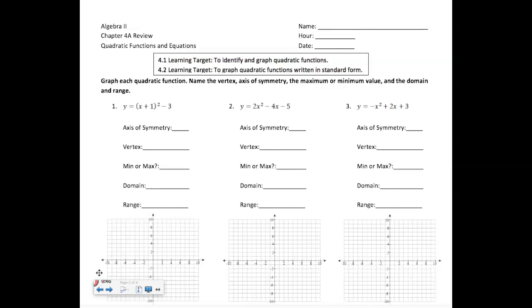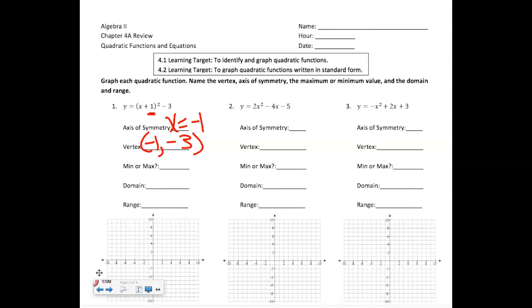So my axis of symmetry, reminder, that represents a vertical line. So I'm going to say x equals, and it's whatever number is here with the x, but remember you need to flip the sign. So instead of positive 1, it's going to be negative 1. That comes down here for our vertex. So I'm going to have negative 1, and then whatever number is at the back here, that is our y, so negative 3.